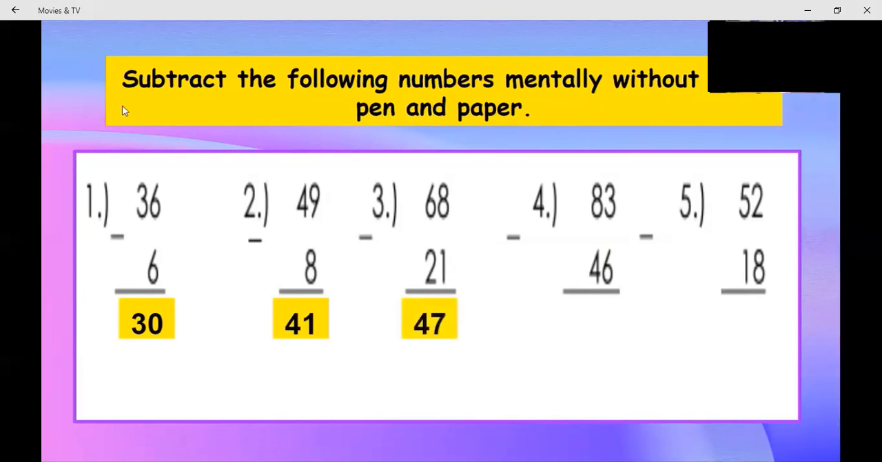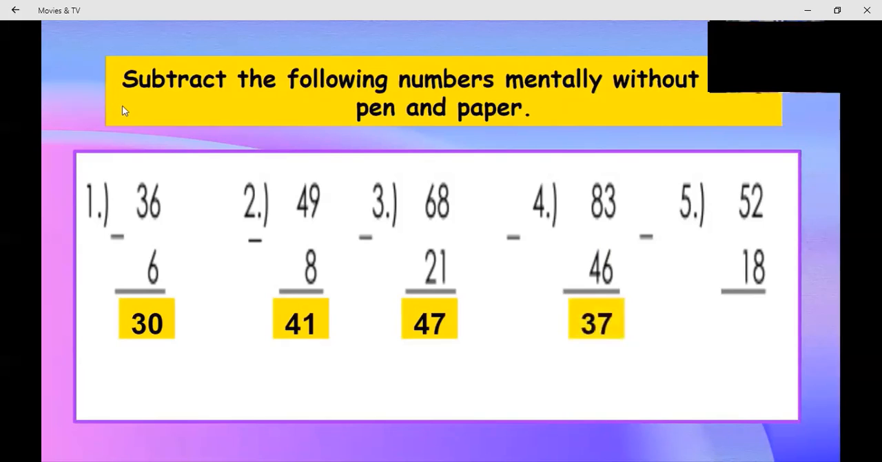Next, number 4, 83 minus 46. So think of a number that if you add to 46, the answer will be 50. Of course, the answer is 4. So 46 plus 4, then you'll get 50. And then 83 plus 4, you'll get 87. So 87 minus 50, the answer is 37.